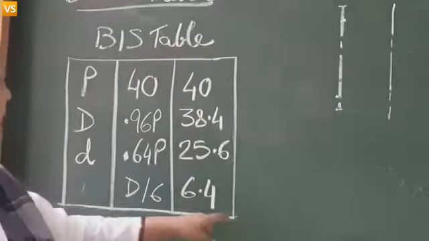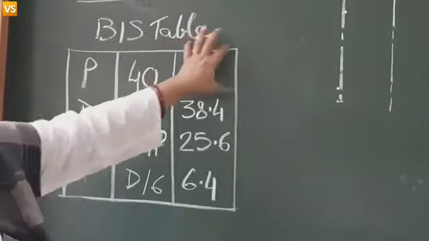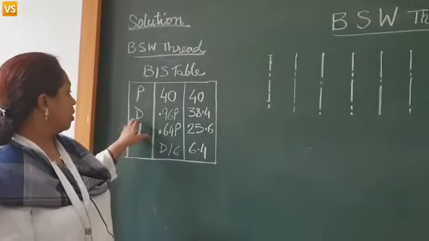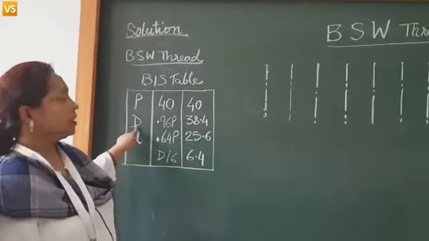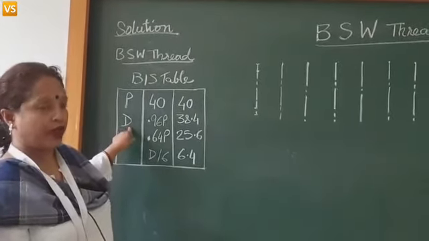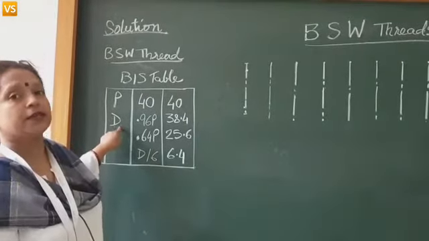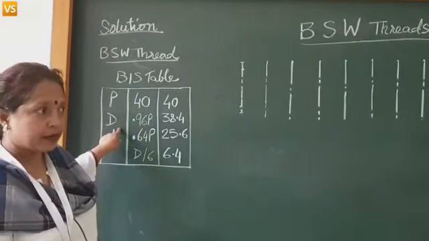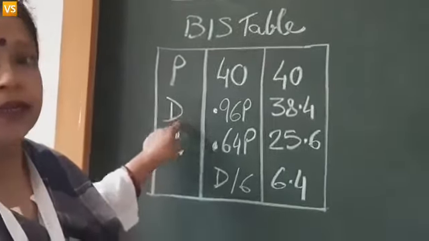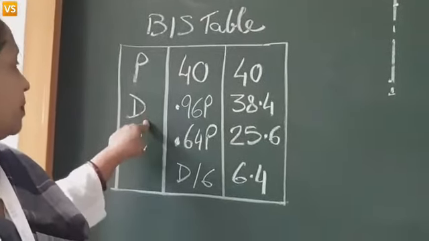So, this BIS table we have to prepare. Only one thing, that is the pitch, will be given to us. We have to remember all these dimensions. Now, here you pay attention to the fact that D here does not stand for diameter, it stands for depth. D does not stand for diameter, it stands for depth.